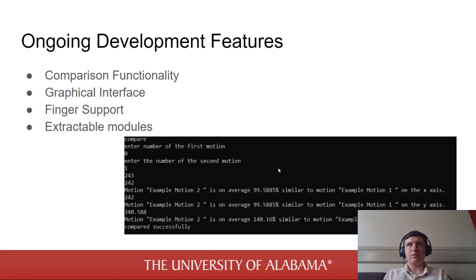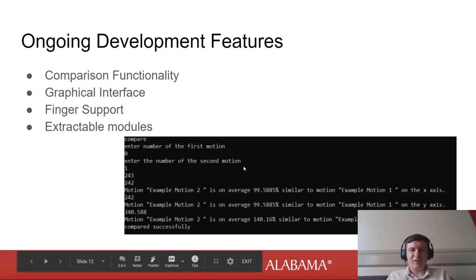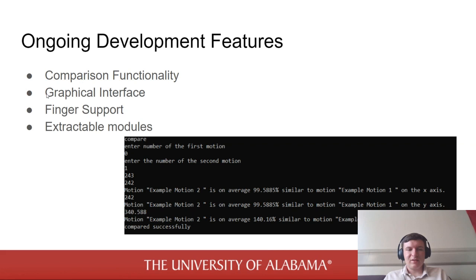So ongoing development. The thing I'm working on currently is the compare function. I have included a screenshot right there of how the compare function works currently. This is just comparing example motion 1 and example motion 2. As you can see, it's very bugged. On the z-axis, it's 140% similar to motion 1. So I think that's going to be changed a lot. It's still in a debugging state. Like I said, this is still a work in progress, but it's getting there.